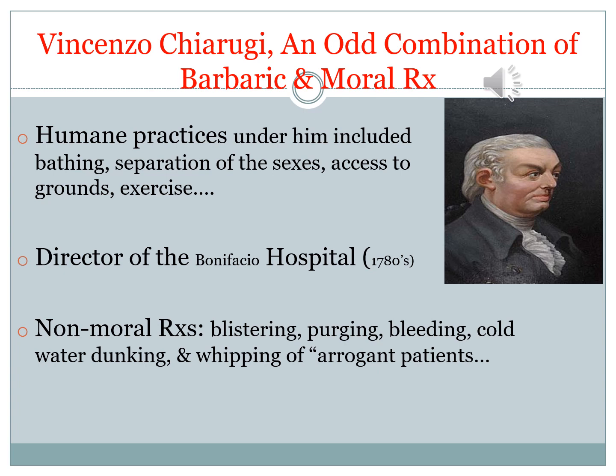Let's start with the reformer of Italy, Vincenzo Chiarugi, who had a very odd combination of both barbaric treatment and moral therapy. His humane practices, including allowing the patients to bathe and encouraging bathing and hygiene, separation of men and women to protect the women from sexual assault, gave access to the grounds, had exercise. Now in terms of details about his particular experiences. He was the director of the Bonifacio, if I'm saying it correctly, hospital in the 1780s in Italy.